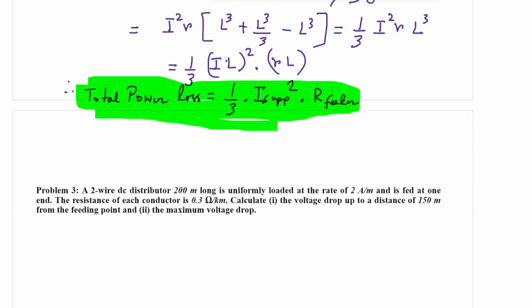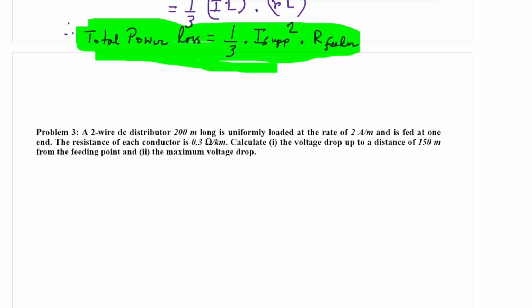Now with this we have one problem to show you. Let us solve a problem. It is said that a DC two-wire distributor, 200 meter long. So in this case capital L is 200 meter, is uniformly loaded with a rate of 2 ampere per meter. So your current should be 2 ampere per meter.